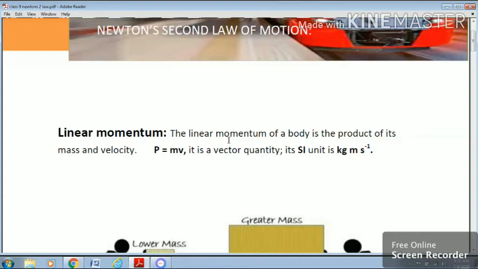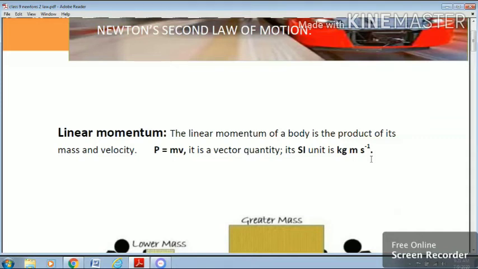In simple terms, it is the product of mass and velocity. That means mass denoted as m, velocity denoted as v, hence it is written as m into v. It is a vector quantity and its SI unit is kg meter per second. In CGS we can write gram centimeter per second.